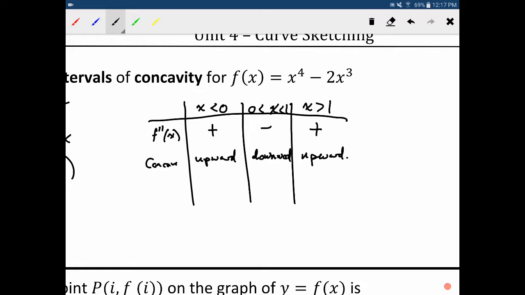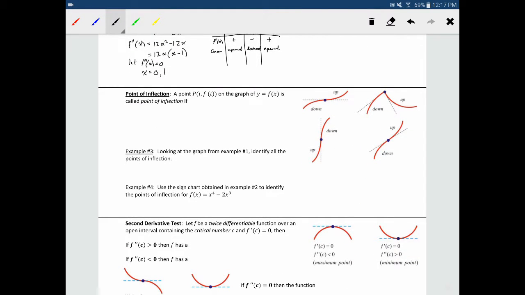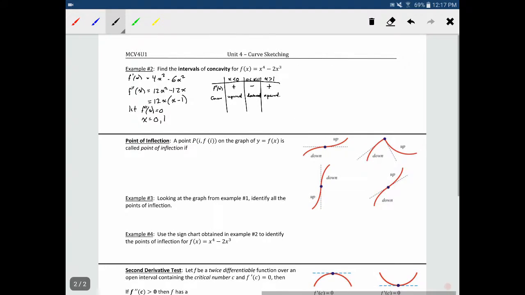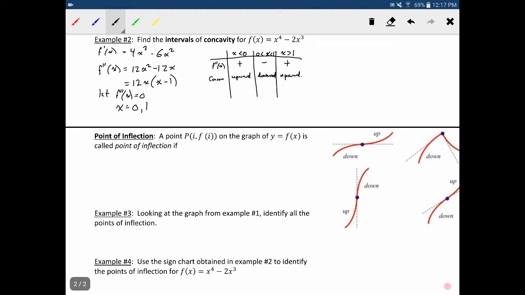Okay? So it tells us to go back and look at example 1 and identify all the points of inflection. Now, where did that go? Am I jumping the gun? Oh, I'm jumping the gun. Sorry, we haven't looked at points of inflection yet. All right, so what is the point of inflection then?